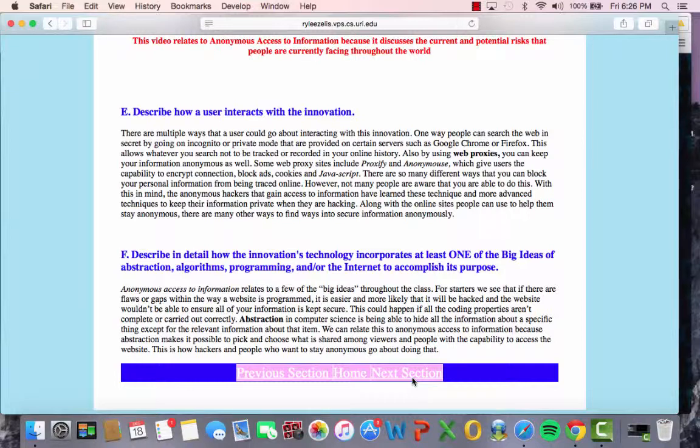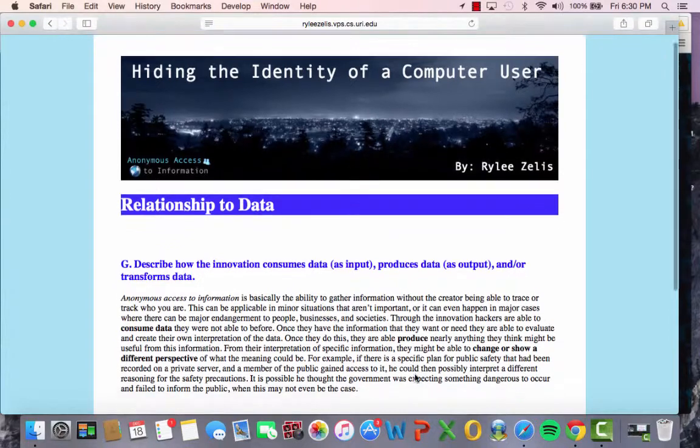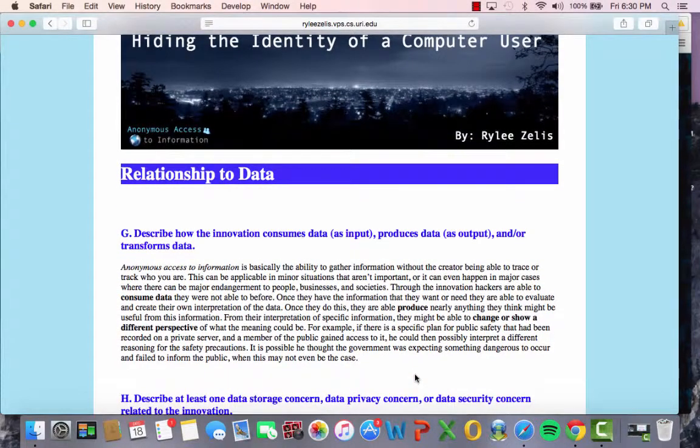We can relate this because abstraction makes it possible to pick and choose what is shared among viewers, the people with the capability to access the website. This is how hackers and people who want to stay anonymous go about doing that. Moving on to the next page. This page is about relationship to data.